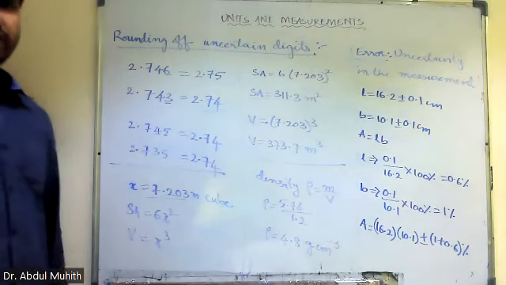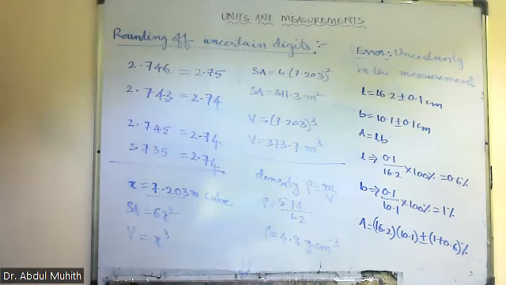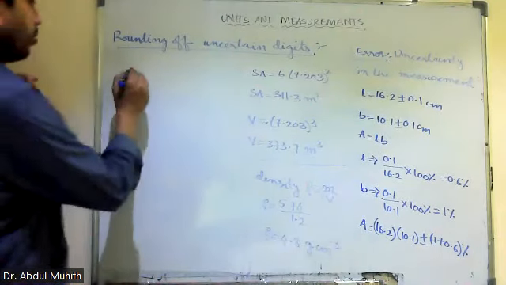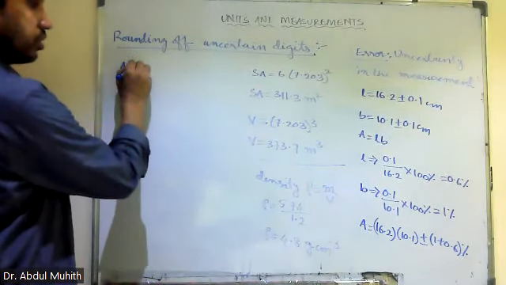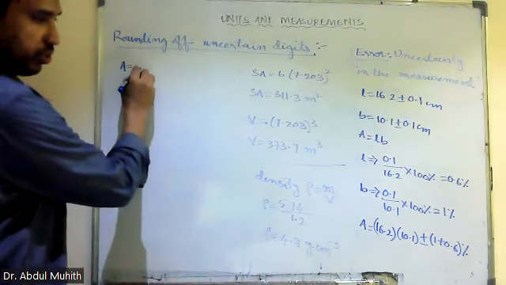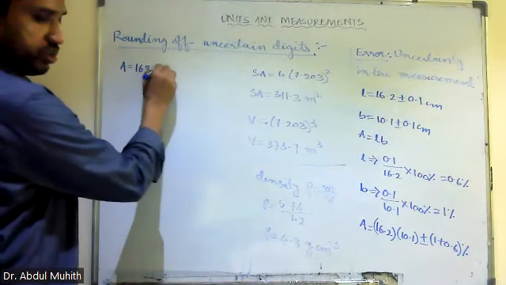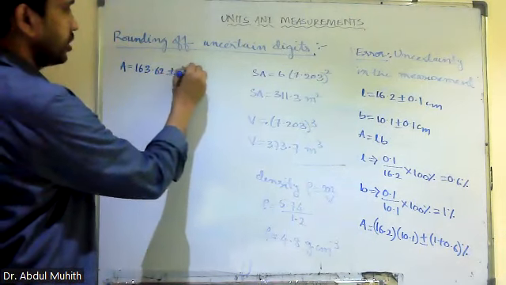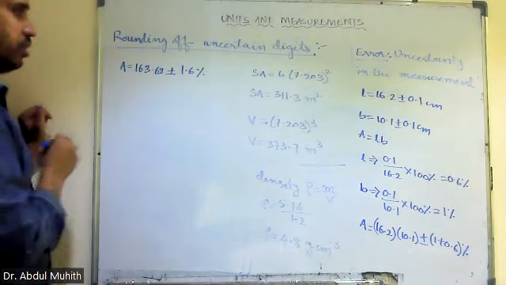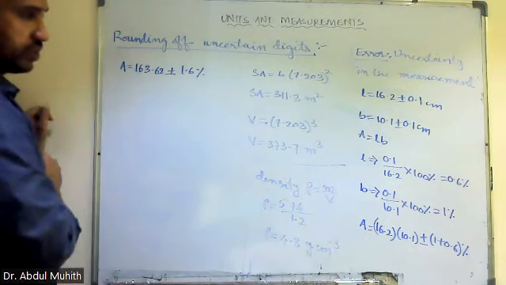Just copy this, then we'll go ahead. Okay. The next step: area A equal to how much? You have to multiply this. When you multiply it, 163.62 plus or minus 1.6%. Now what are we going to do? See, 1.6%.